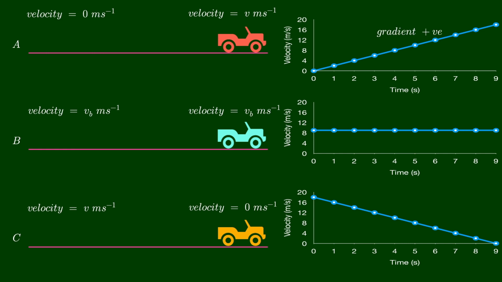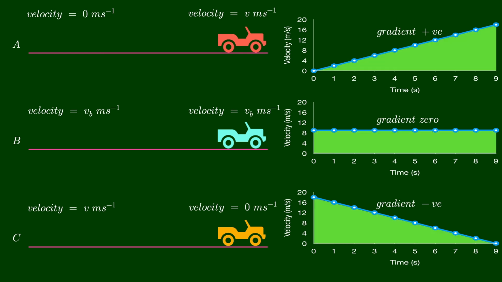The gradient of graph A is positive because the vehicle is moving with a constant acceleration. The gradient of graph B is 0 because the vehicle has no acceleration. It moves with a constant velocity. The gradient of graph C is negative because the vehicle is moving with a deceleration. The distance traveled by each vehicle is given by the area under the curve.